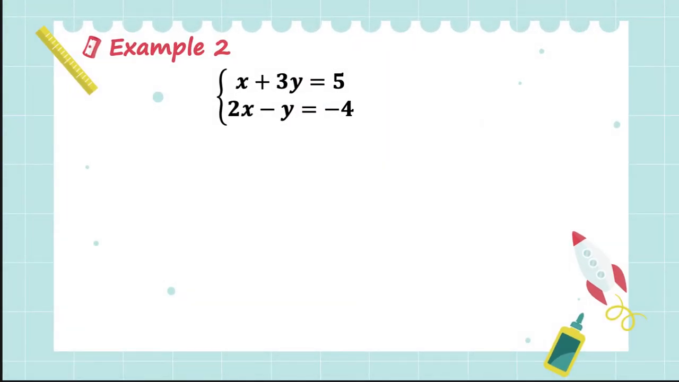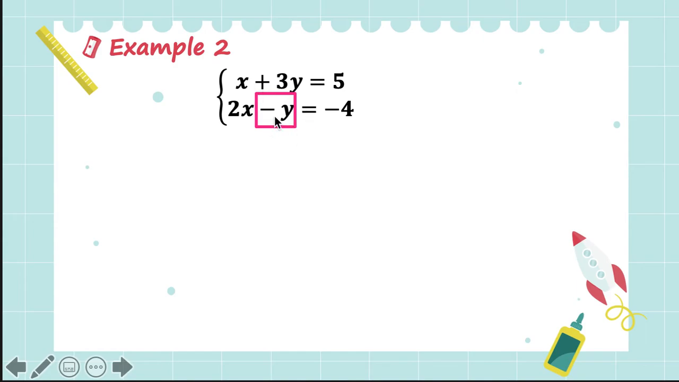We have to solve for the values of x and y for the system x + 3y = 5 and 2x - y = -4. As you can see here, the type of system is also a consistent independent system, so we'll have one solution. Let's do the first step, which is to express one of the equations in terms of x or y. I will be using y here, but you also have the option to use x in the first equation.